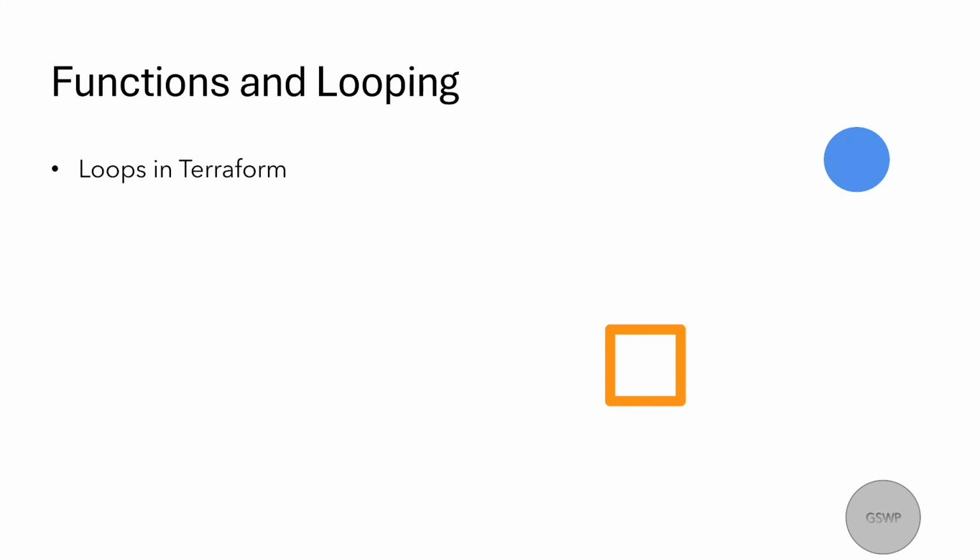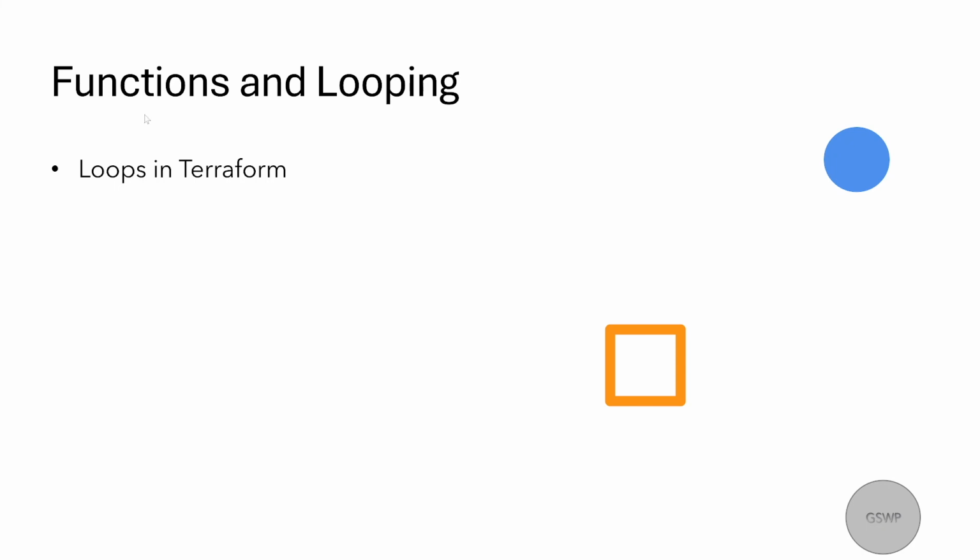There are multiple kinds of loops in Terraform, which you can see in the documentation. There are two very famous loops: one is the count loop, another one is the for each loop. You can use for each and count when you want to create multiple resources of the same kind. For example, if you want to create many storage accounts with the same configuration, you can use count or for each to create multiple storage accounts.